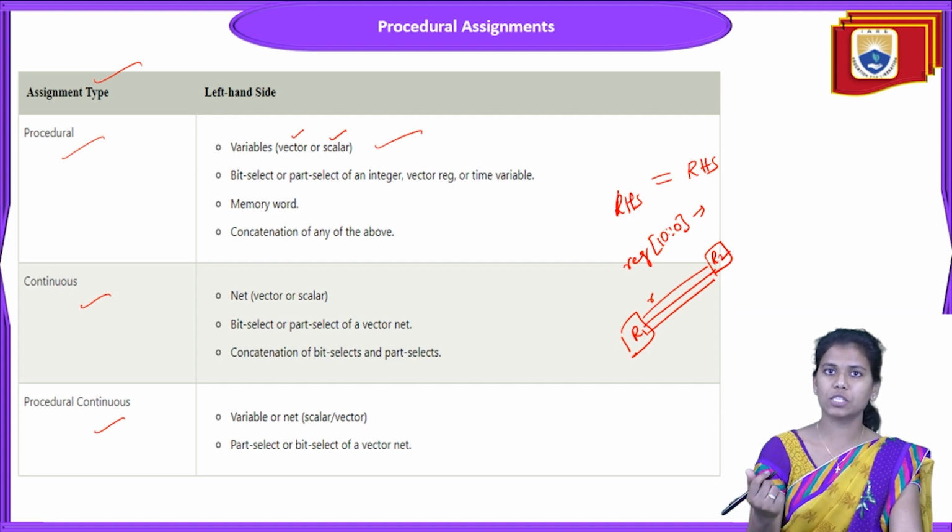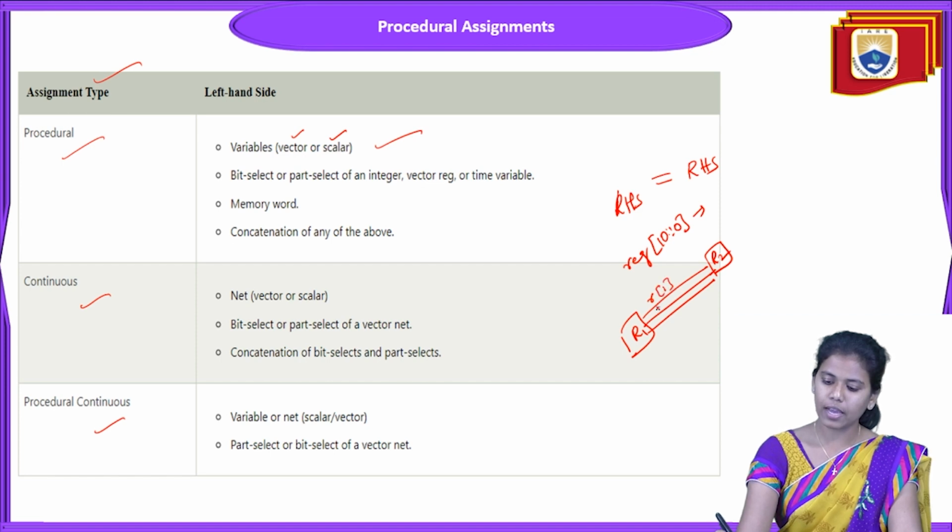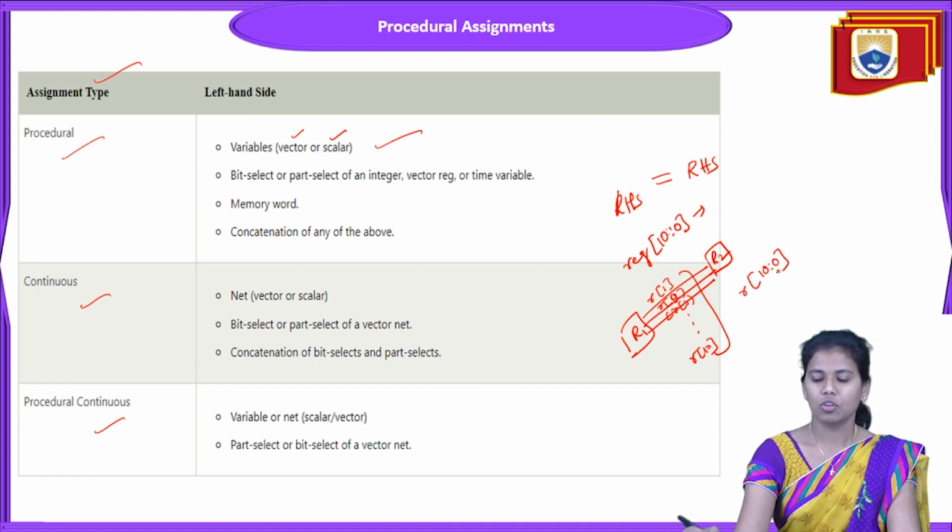So how will I transfer? I can transfer all together at a time, or else one bit at a time, sequence wise I can transmit, isn't it? So R[1], I can transmit R[2], R[3], likewise R[10], isn't it? So this is nothing but the representation. I am representing R[10:0]. So this is nothing but the vector.